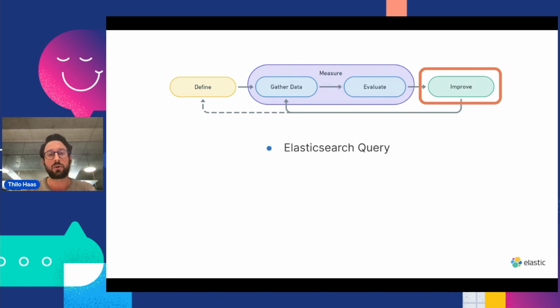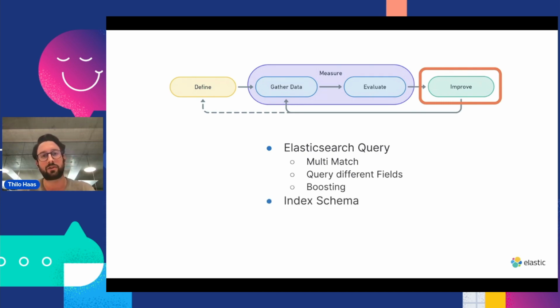We can, for example, look at the Elasticsearch query, where we can choose different query options like multi-match, changing to querying different fields, or adjusting the boosting scores. We can also look into the indexing schema. Maybe changing the analyzer or the stemmers will further improve the search results. Also, we can look into the index data. Maybe adding additional data to our documents will improve the search results even more.